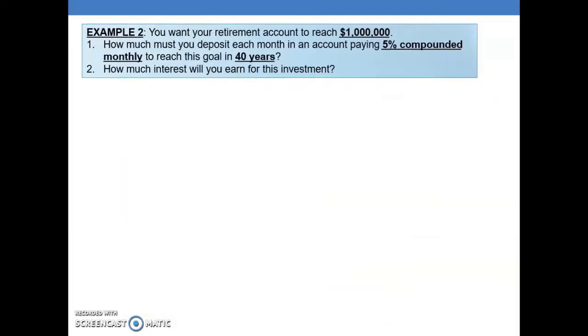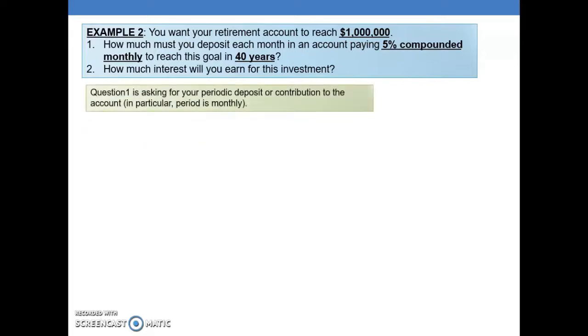All right, let's try another example. You want your retirement account to reach $1 million, meaning you want your future lump sum to be 1 million. The question now is, how much must you deposit each month in an account paying 5% compounded monthly to reach this goal in 40 years? All right, so let's start with number 1. It's very clear that we are looking for your periodic deposit, or your contribution to the account, because it says how much must you deposit each month. So those are your keywords.